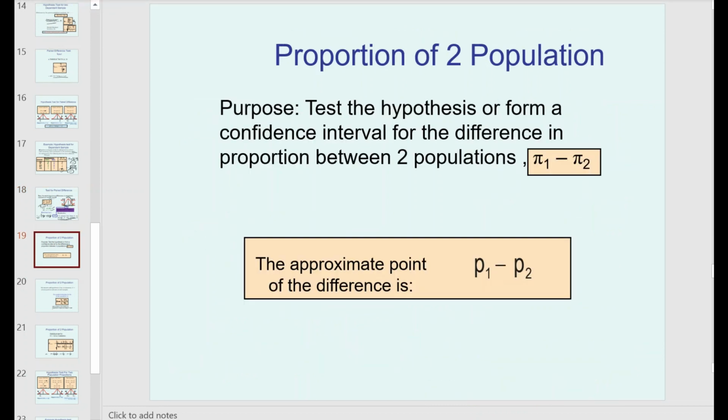Okay, we continue with the proportion of two populations. The purpose is to test the hypothesis or form a confidence interval for the difference in proportion between two populations. Remember that when we talk about proportion, we denote the proportion of our desired item or variable as pi. Because we have two populations, we have pi 1 and pi 2. So this is the approximate point estimate of the difference between population 1 and population 2.